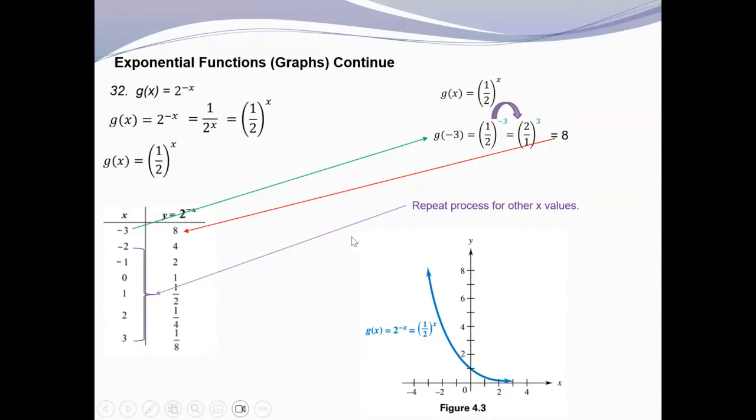So the characteristics: if the exponent is negative on the base, or the base is between 0 and 1, the graph, this is like the parent function, the parent graph. This is the shape of the graph. That would always be something like this.